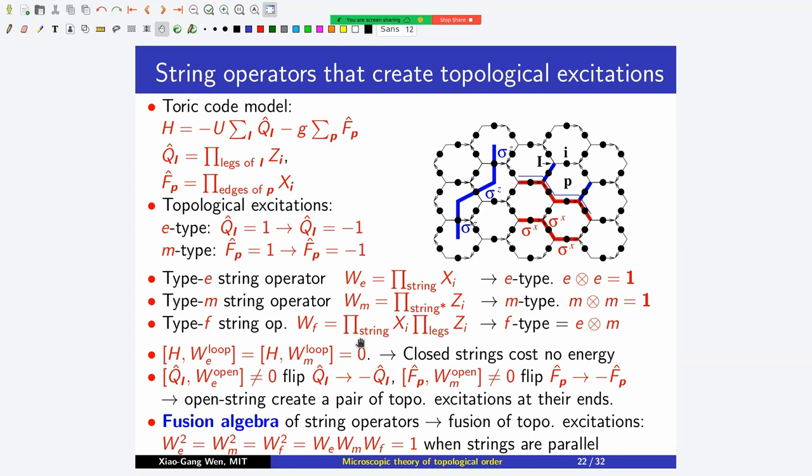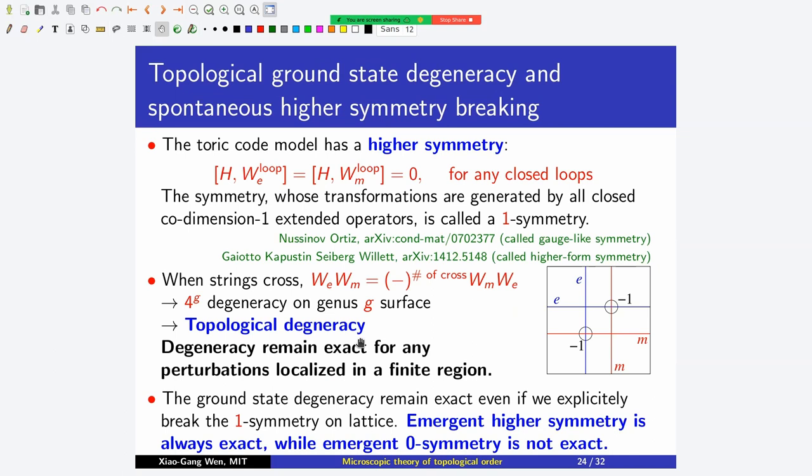Maybe last, I can try to use this example to discuss some higher form symmetry. The reason that this string operator creates two quasi particles rather than something extended is that the string operator commutes with the Hamiltonian in the middle of the string. They do not commute with the Hamiltonian only at the ends of the string. Therefore, when applied to the ground state, they only create something at the ends. The middle part commutes with the Hamiltonian and does not increase energy.